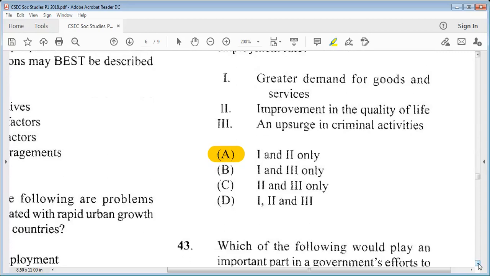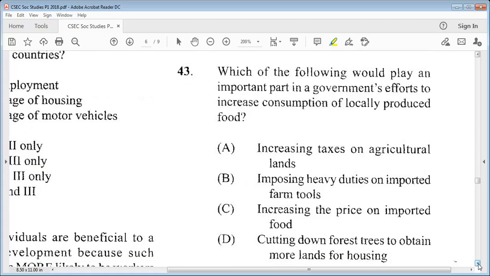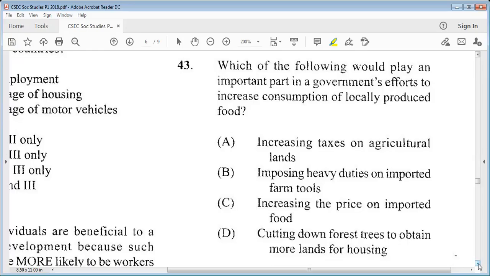Let's go on to question 43. It says, which of the following would play an important part in a government's efforts to increase consumption of locally produced food? A, increasing taxes on agricultural lands. B, imposing heavy duties on imported farm tools. C, increasing the price on imported food. Or D, cutting down forest trees to obtain more lands for housing. We could take out D. That would be the method of elimination, take out D.